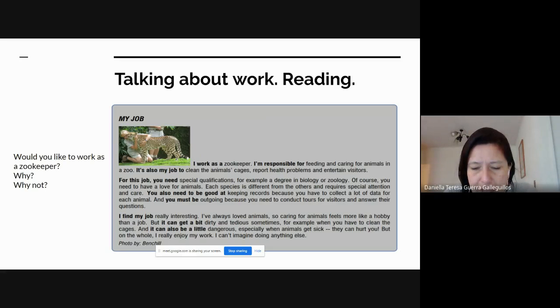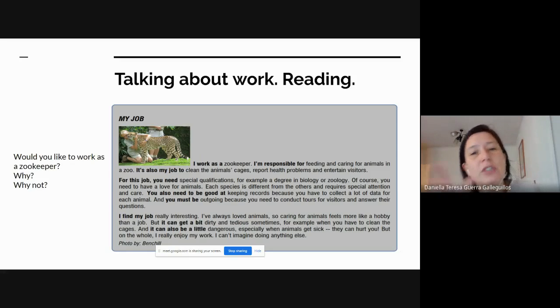There is a reading comprehension where we are going to be talking about a zookeeper. If we read it, you will see that it says, my job. I work as a zookeeper. I'm responsible for feeding and caring for animals in a zoo. Pay attention to those words.